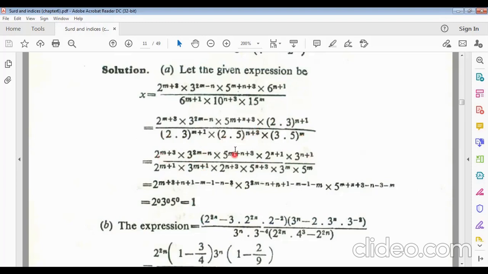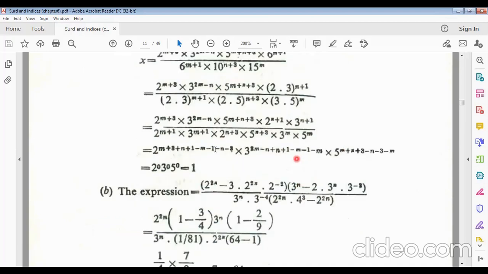So 2 2 same base, 3 3 same base, and 5 5 same base. Now taking 2 2 of the same base, this 2 and this 2 power will be added, and this 2 power will be negative. Okay, minus m minus 1, minus m minus 1, and this power will be minus n minus 3. Similarly for 3, this 3 and this 3 power added. Okay, and for this 3 and this 3 power will be minus, because the power will have its sign changed. Minus m minus 1 and minus m.